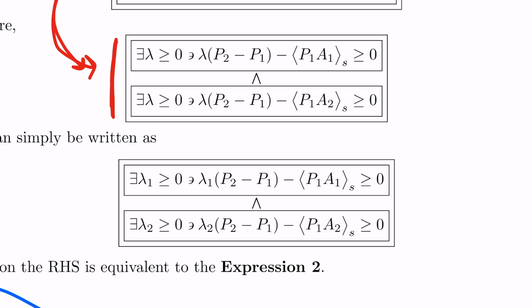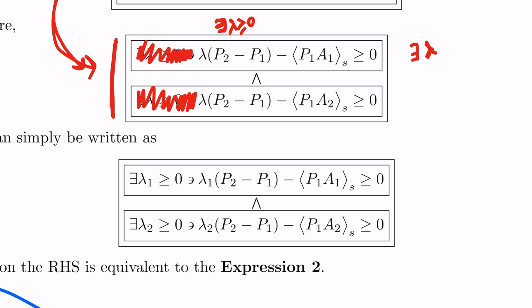Here, this is the following. If you notice, we are not saying that there exists one lambda. Let's imagine that it is the case, right? There exists lambda positive such that this and this are satisfied. Then this would be a harder thing to satisfy, right?